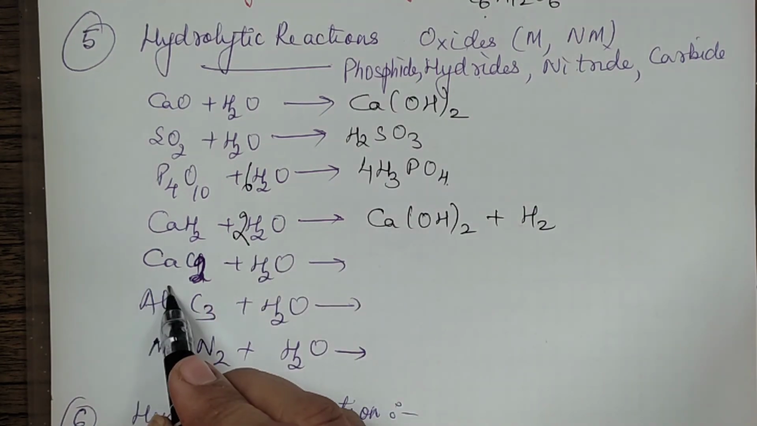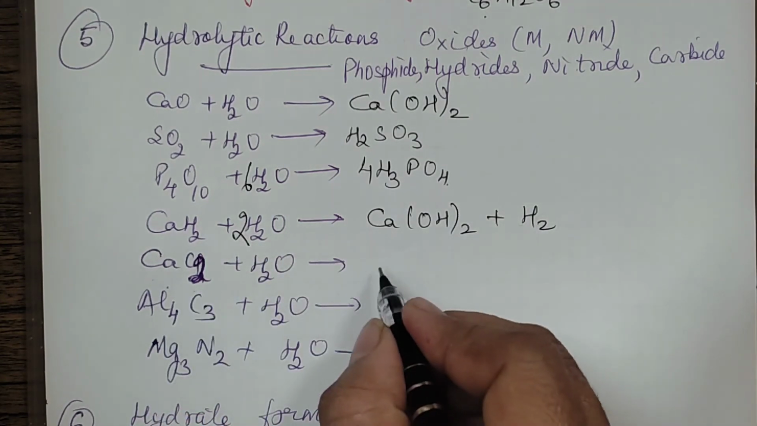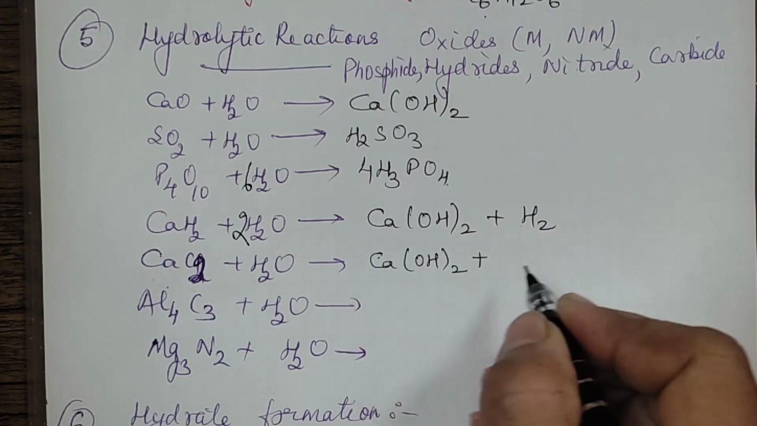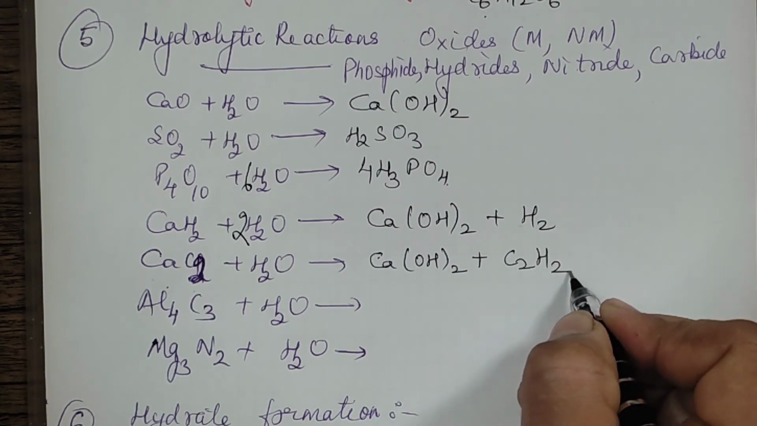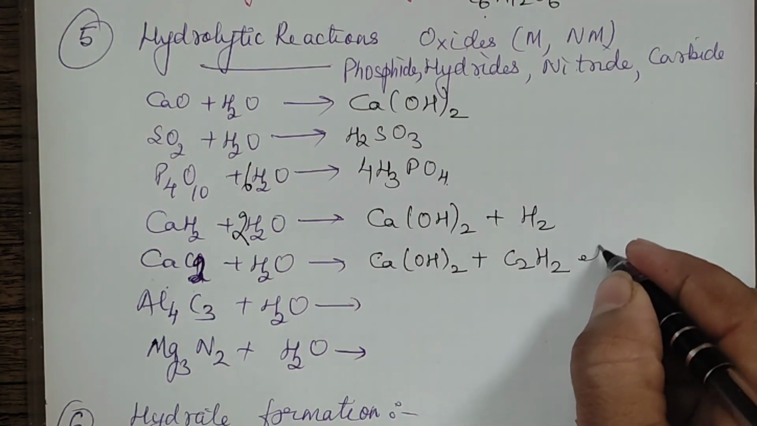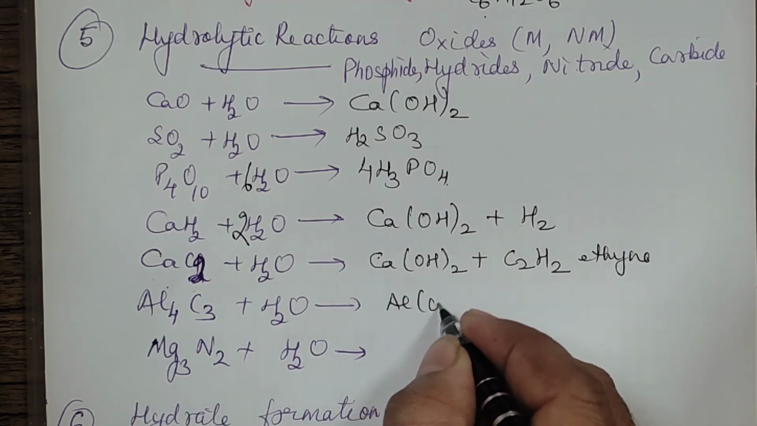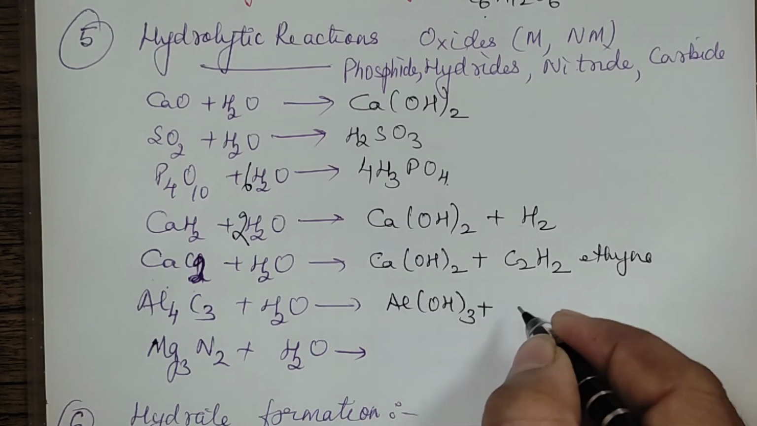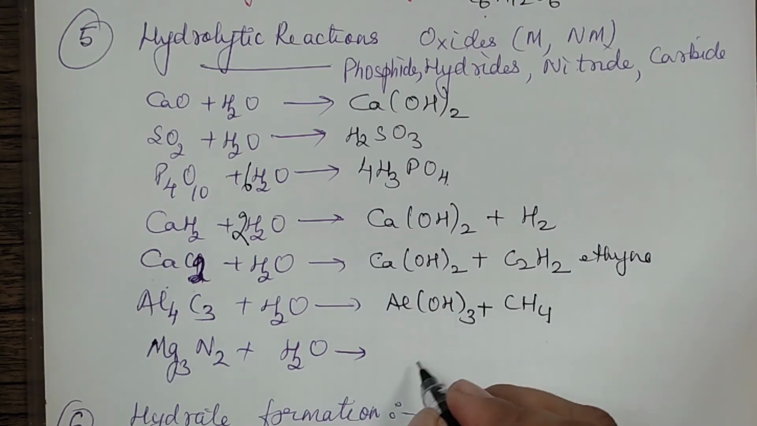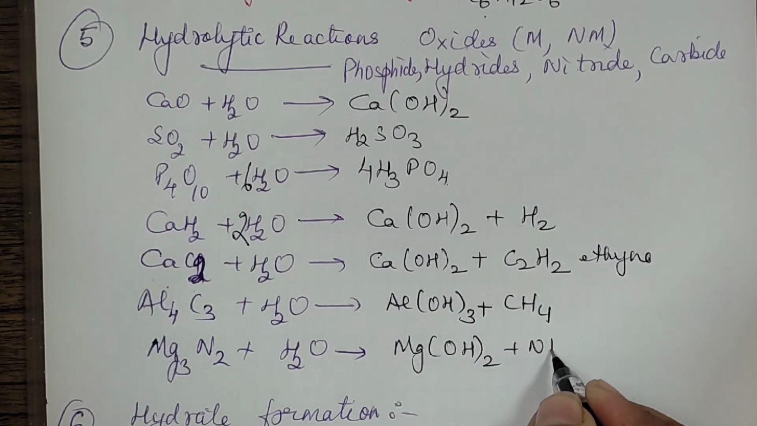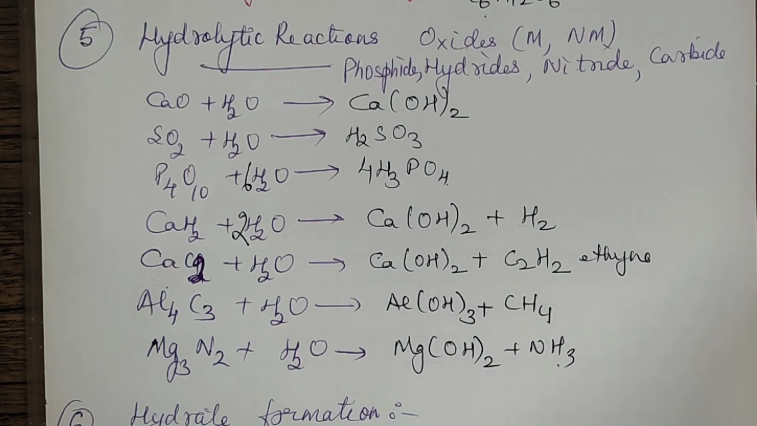And this is calcium carbide. Calcium carbide is reacting and it will form here base, plus it results in the formation of acetylene, C2H2, acetylene. Ethyne. You can also call this as ethyne. Aluminium carbide, it forms a base, aluminium hydroxide. Apart from that, methane. This forms magnesium hydroxide and ammonia. So it is reacting with either metal oxides, phosphides, hydrides and all, and carrying out their hydrolysis.